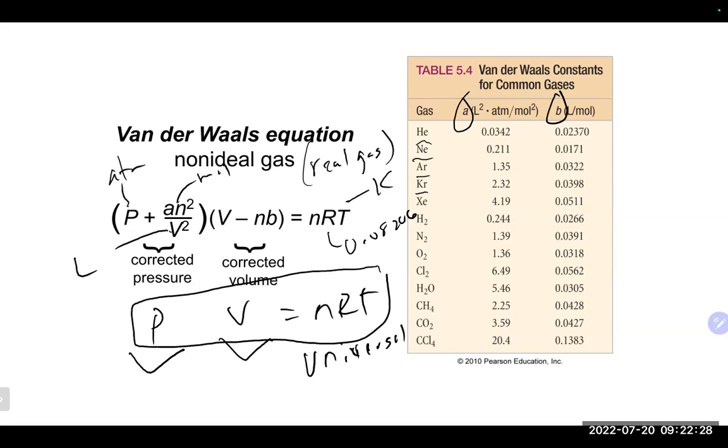Any questions on real gases here? Any questions on gases in general? So that wraps up the gas chapter here.